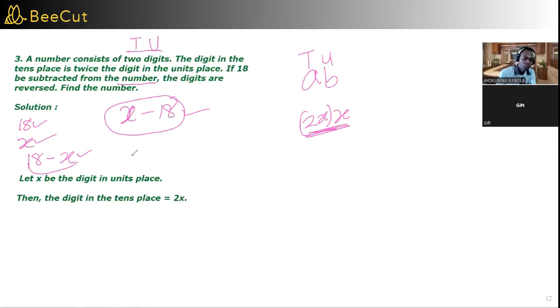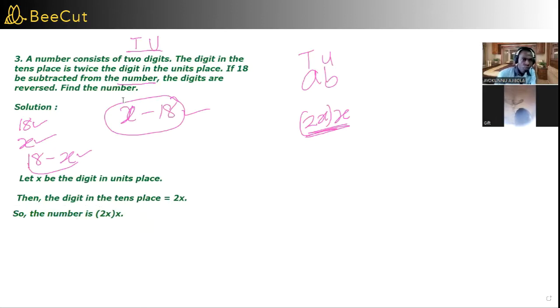So you can now say the number that we're looking for becomes 2x x. So the number is 2x by x, because twice x is in the tens place while x is in the unit place.